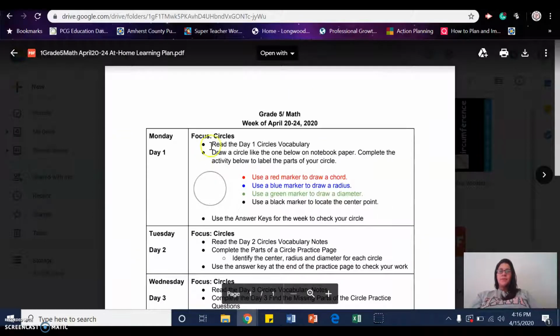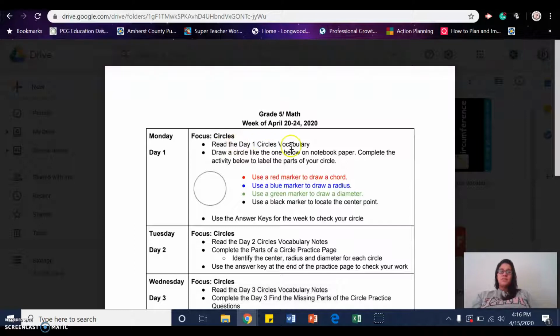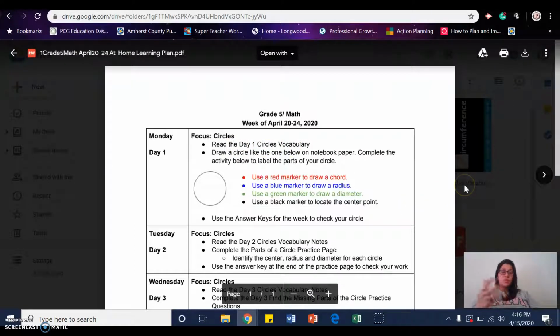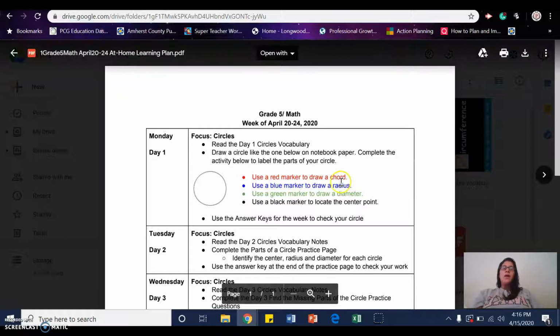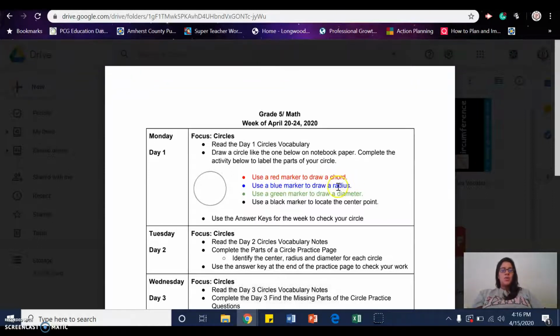So in math, you're going to be learning about circles. So they want you to read day 1 of the circles, which we'll do. Then draw a circle like this one in your notebook and complete the activity below in labeling your circle. What I'll do is I will find a video that talks about a chord, a radius, and a diameter, and then the center point to help you understand more parts of the circle.